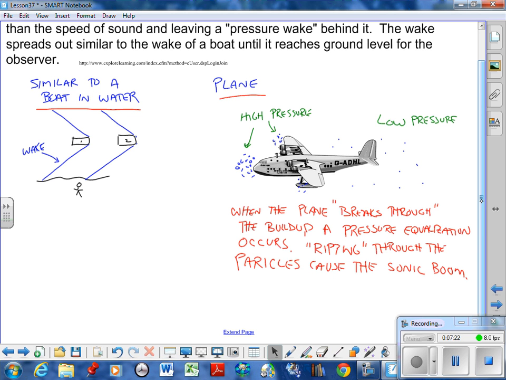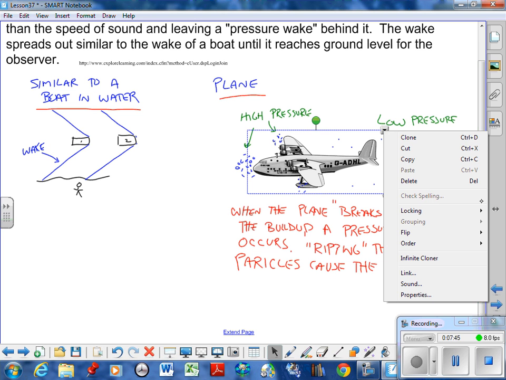Okay? So as that plane finally tears through that barrier, it's like you pushing against a rubber barrier. So you're running and you're pushing against it, all of a sudden you snap through. That rubber band that you broke through snaps, and you hear the snap. That is that sonic boom that occurs. And similar to the boat, then someone seeing that plane flying overhead.